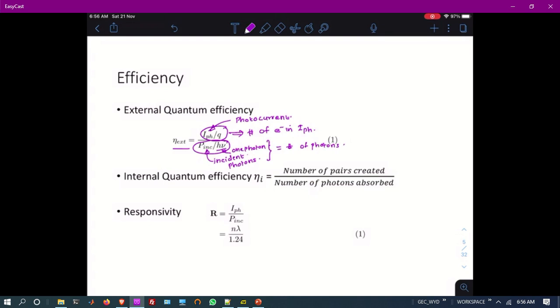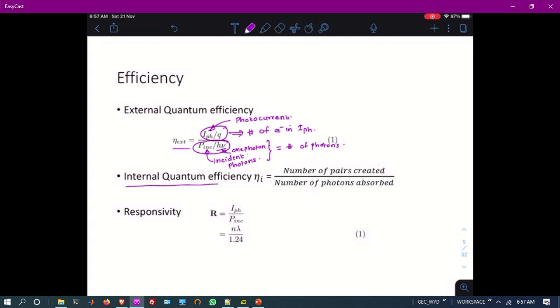So external efficiency means for each photon, how many electrons are constituting the current. Now ideally speaking, the external efficiency should be 1, because each incident photon can be absorbed by one electron and it can constitute the current. But it is not always the case. Sometimes the incident photon might not be of enough energy to make the electron move to the conduction band. In that case it will not be absorbed.